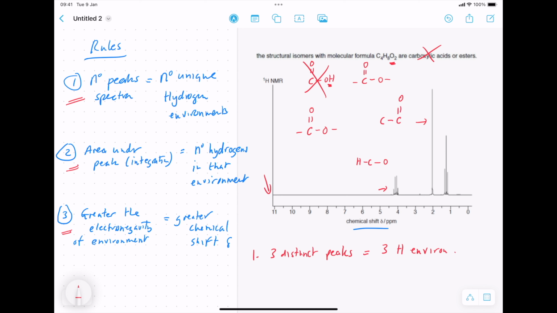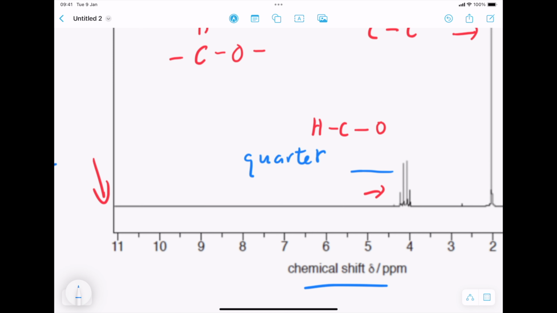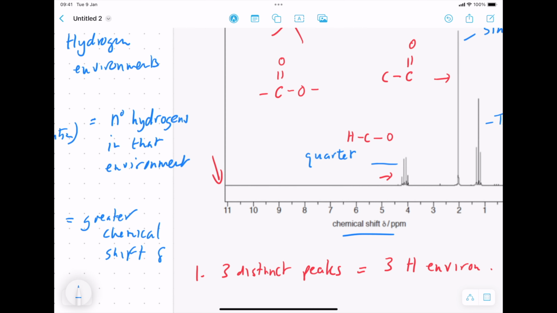And there's another giveaway. So now is the appropriate point to bring in what are called splitting patterns. So we can see that this is a singlet, this is a triplet split into 3, and this is a quartet split into 4. Just zoom in so you can see that. So you can see there's 4 peaks there, 4 splits.